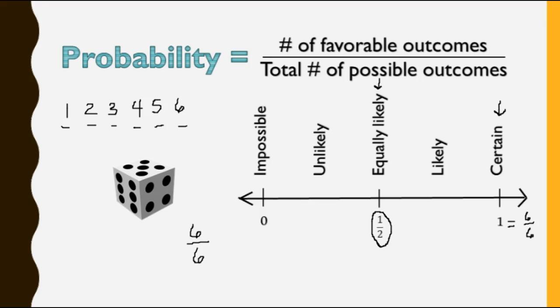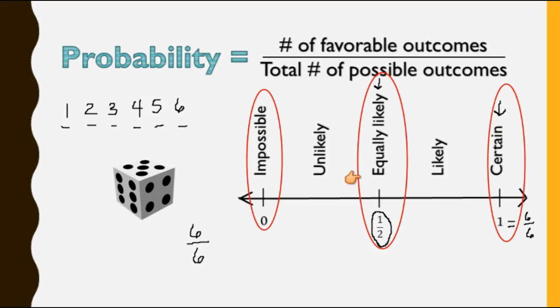Okay, so you have these 3 main words that we use. And then in between, you see these other words. So we know if there's no chance, it's impossible. If it's absolutely certain, that means there's no way it can't be. If it's half and half, it's equally likely. So if it's less than half, then you're going to use this word, unlikely. If it's more than half, then you're going to use this word, likely. Okay, so those are the phrases that you're going to use when you're talking about probability, and I'm going to show you lots of examples.